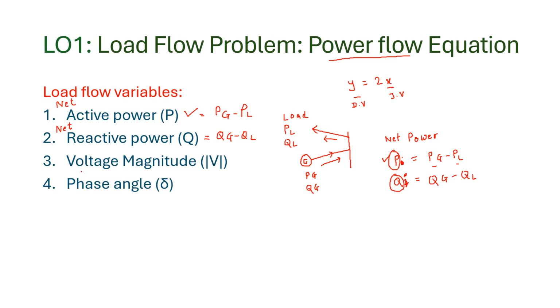Then the third variable is voltage magnitude, that is defined at the bus. Now at this bus, what is the voltage at this bus? The magnitude of that and the phase angle associated with it, these two are taken as another two variables. So these are the variables defined for developing the power flow equation in the load flow problem.